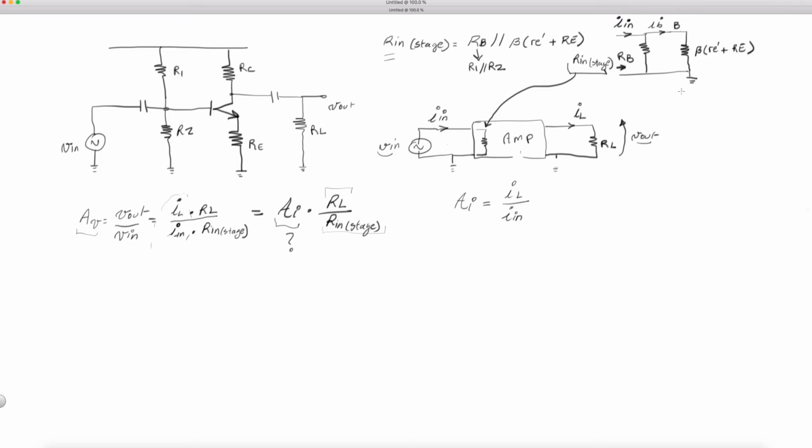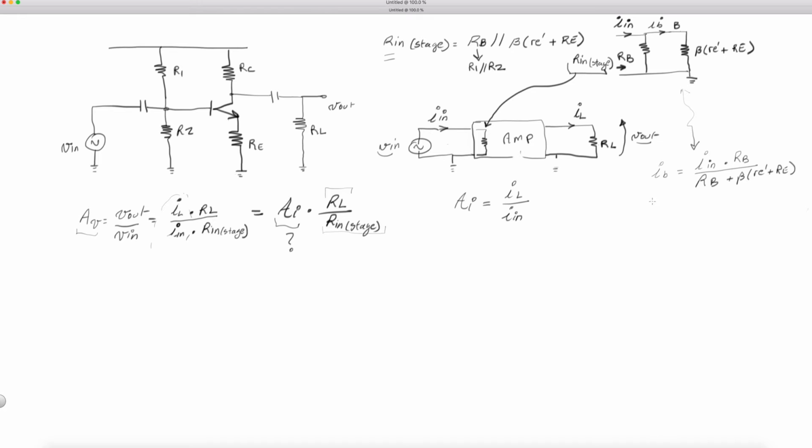Let's analyze this circuit right here and extract from it at least IL. Well, we know one thing is IB here is going to be equal to IN times the other resistance, RB, divided by the sum of these two resistors. So this is the current divider rule, beta RE prime plus RE. And from that, we can extract IN at least vis-a-vis IB.